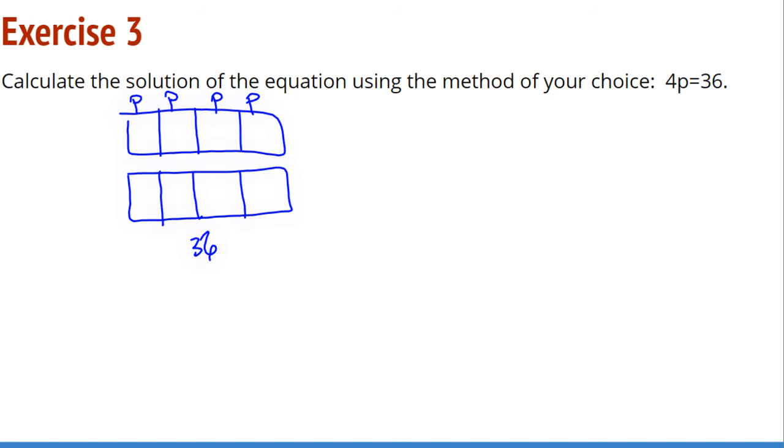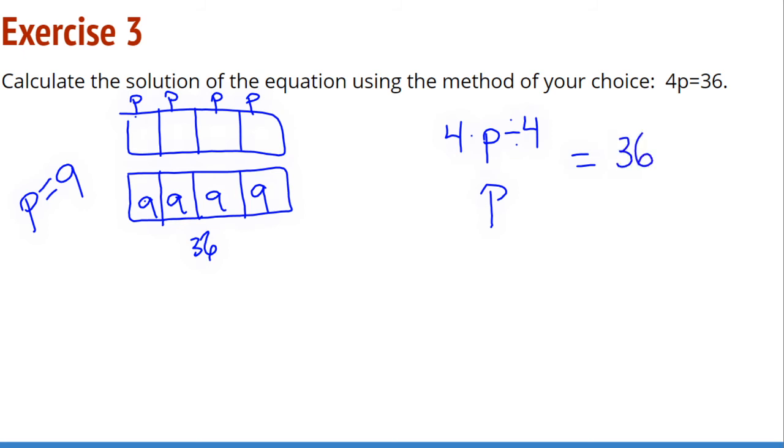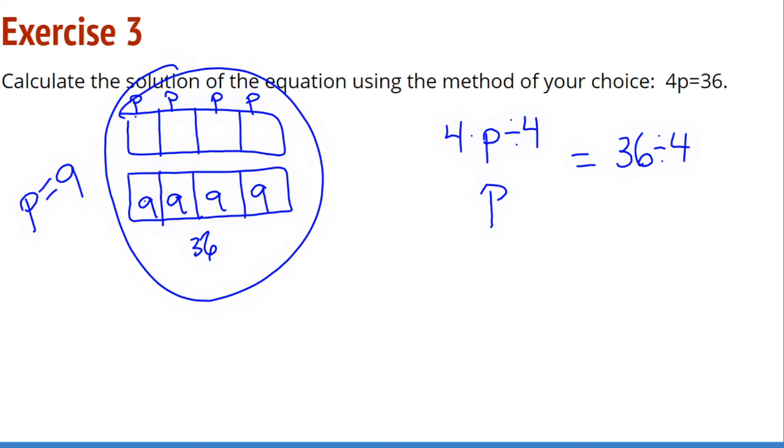36 divided by 4 is going to give me a 9 in each one of these. And if these are 9, then these are 9. P equals 9. Algebraically, 4 multiplied by p divided by 4 is going to leave me with p. The 36 will also need to be divided by 4, as we saw over with the tape diagram. And 36 divided by 4 is 9.